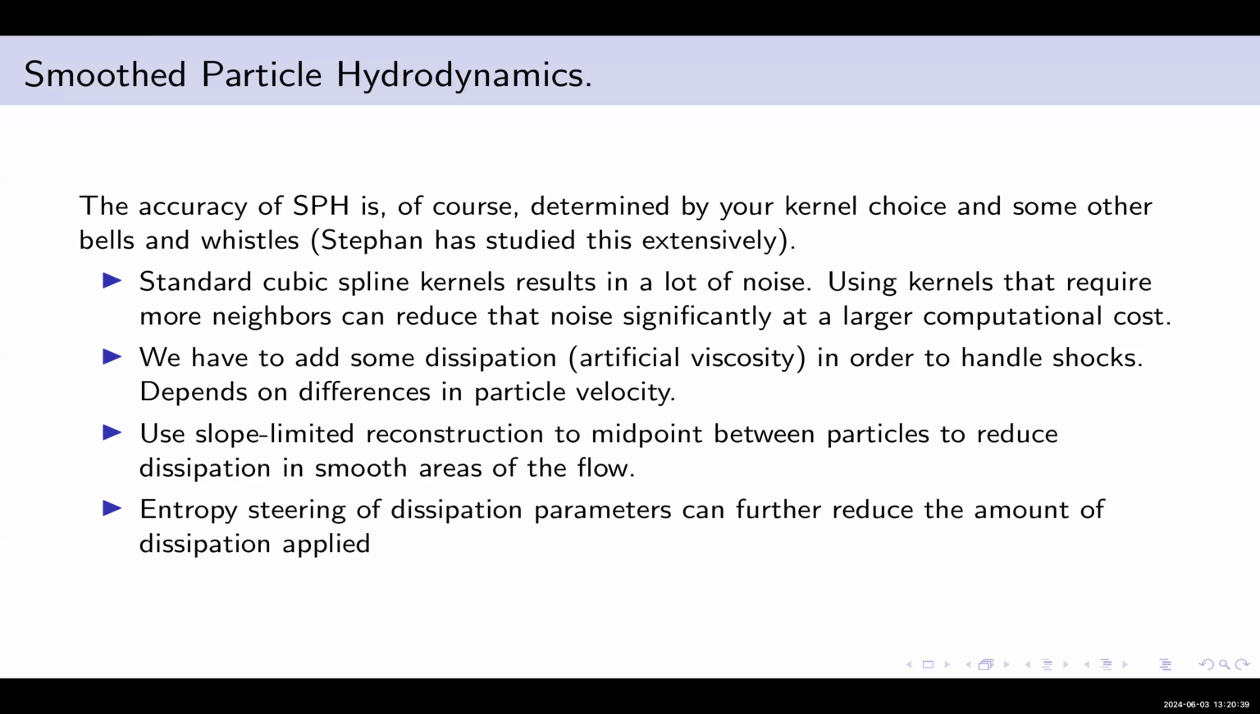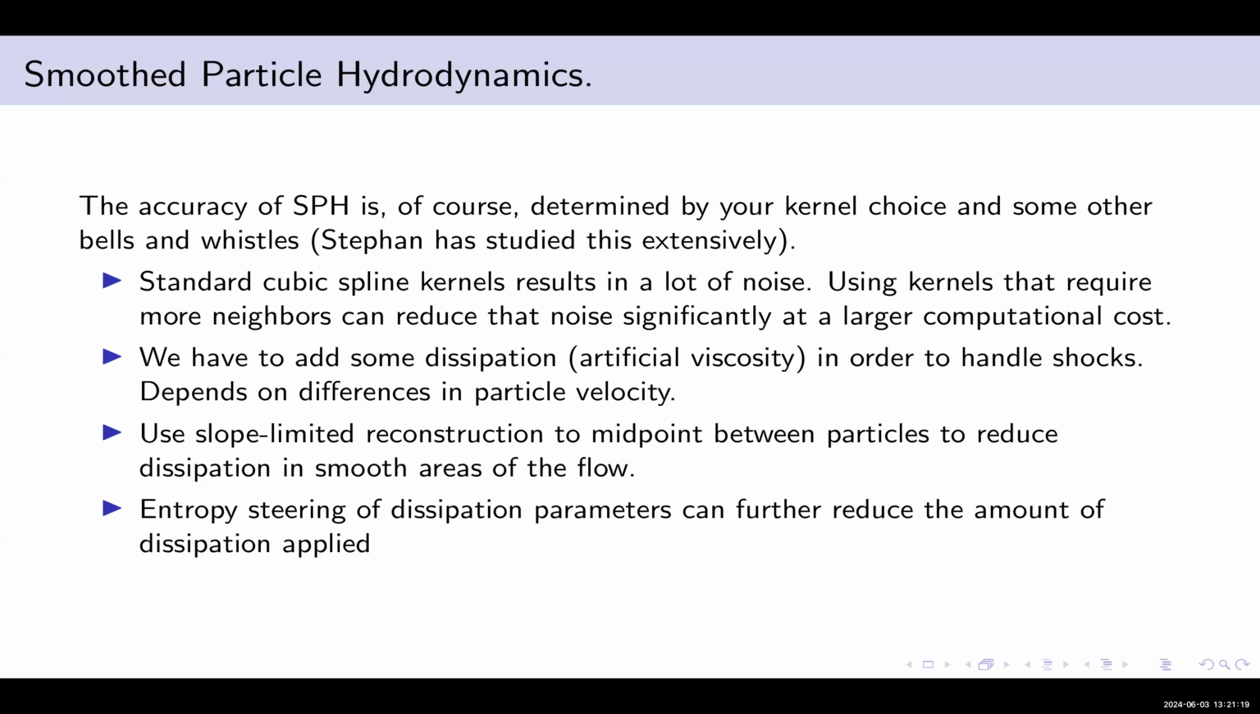For example, most people start out using standard cubic spline kernels, and these result in a lot of noise. They don't have too many neighbors, so when particles move in and out, you get jumps in your density averages. But if you use kernels that use more neighbors, you can reduce that noise significantly. Since you have to sum over all your neighbors inside the smoothing length of the kernel, this comes at a larger computational cost.